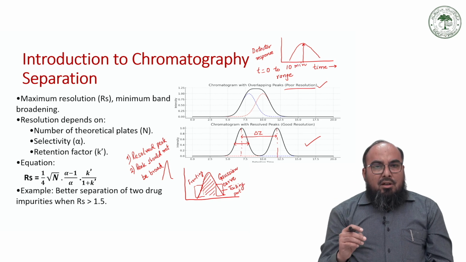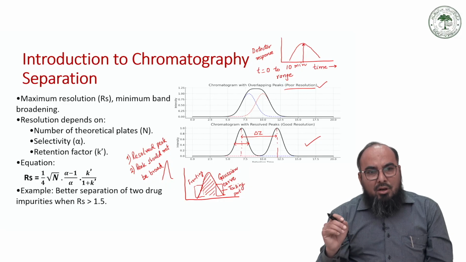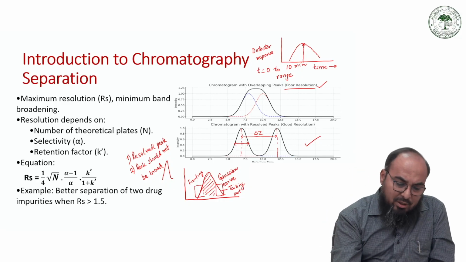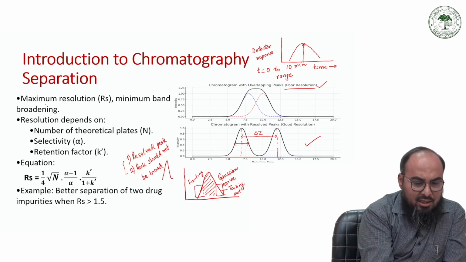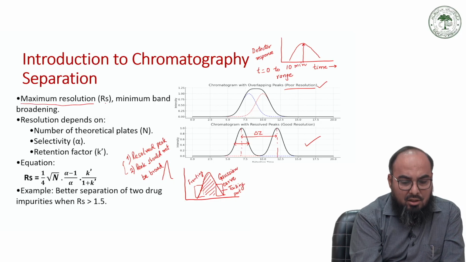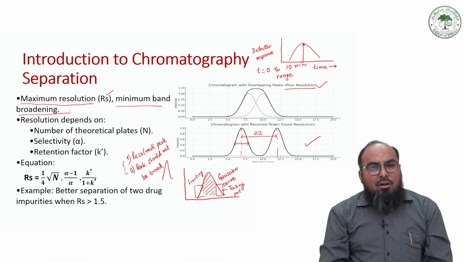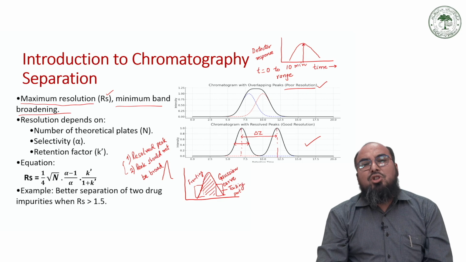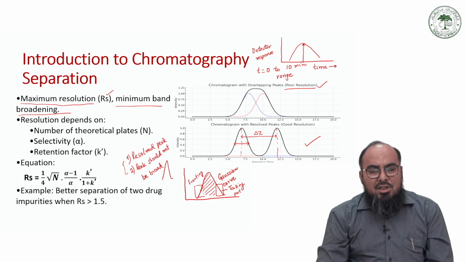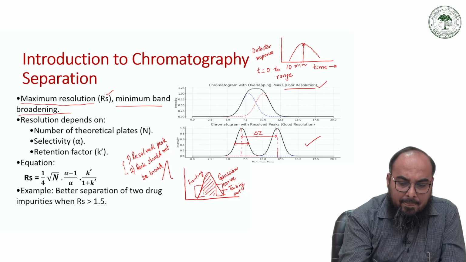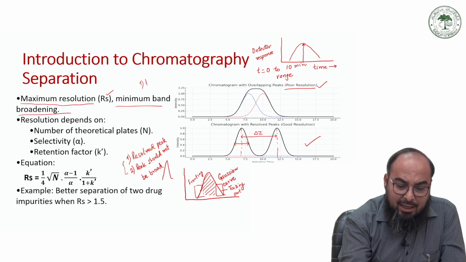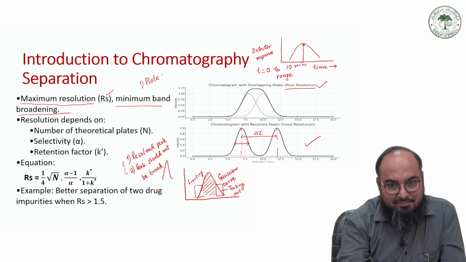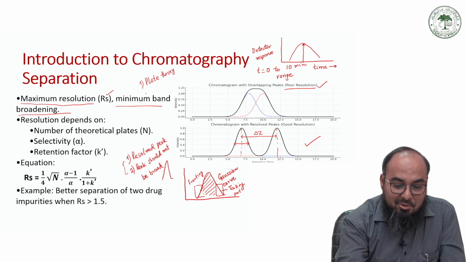So, you have minimum band broadening and maximum resolution. These are the two important factors which we have summarized here, that is maximum resolution, denoted by RS, and minimum band broadening. Now, the efficiency of any column with regard to band broadening can be best explained by considering two theories of band broadening. These two related theories are, number one, the plate theory, and number two, the rate theory.